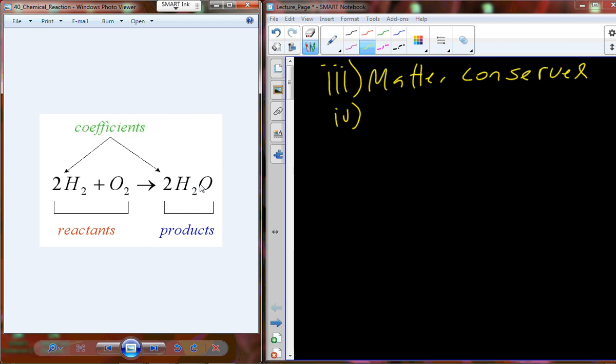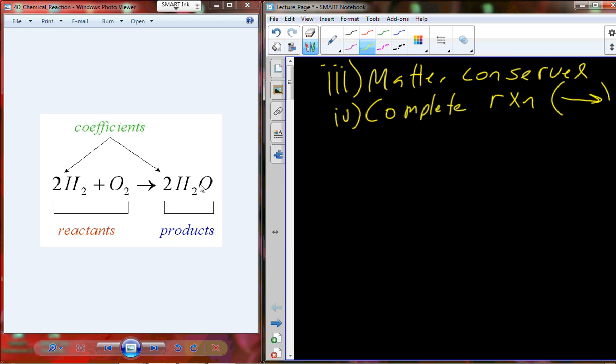A couple different types of reactions can occur. There is a reaction called a complete reaction, and this indicates that all reactants will go to the products. So once the reaction starts, all reactants go to products. This is symbolized as the single-headed arrow in that one direction.